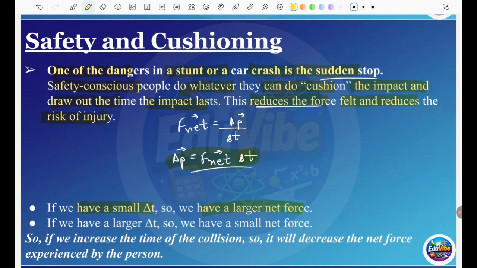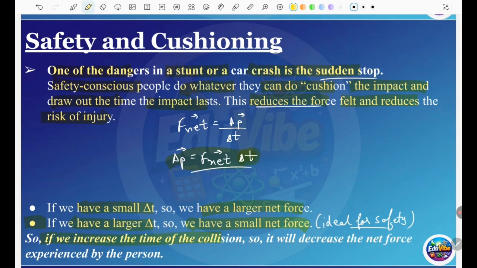So for safety purposes, you can make the time larger and the net force smaller. If the force is small, if the force is reduced to the maximum, this will be safe. This is ideal for safety too. So this type of thing we have to use, which is ideal for your safety. In all versions of this type of problem, you have to deal with this situation only.